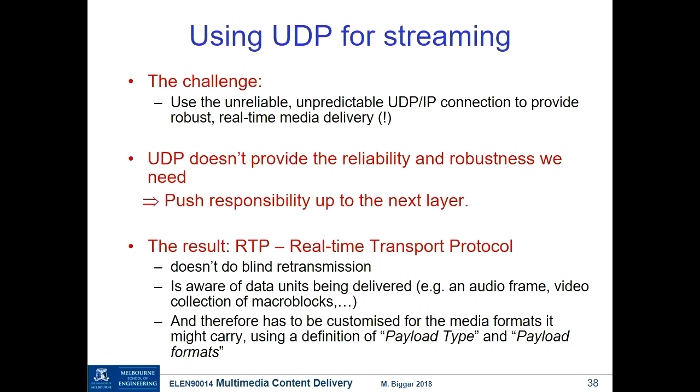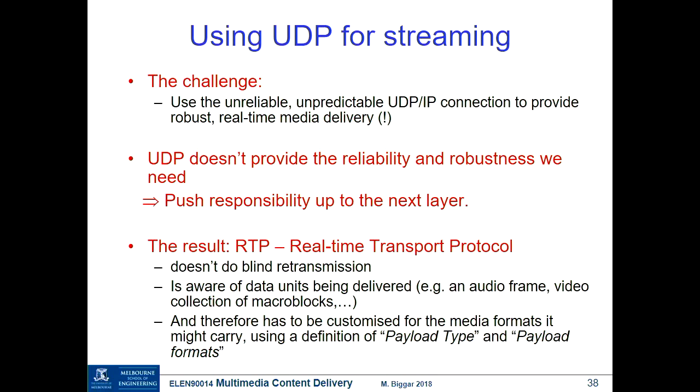So this isn't necessarily enough, really, to support media, just run it over UDP. The challenge we have is that we've got this unreliable, unpredictable UDP IP connection. And what we're trying to provide is some sort of robust, real-time media delivery service. So UDP doesn't provide any reliability or robustness. So the responsibility is pushed up above UDP, and the result is a streaming protocol that's specifically designed to support real-time streaming. It's called RTP, Real-Time Transport Protocol.